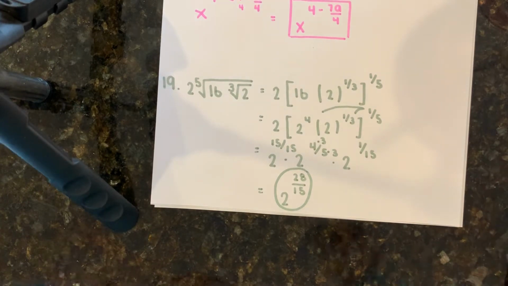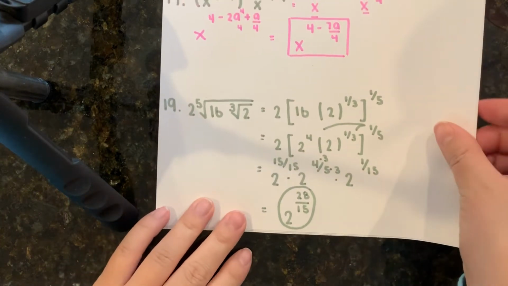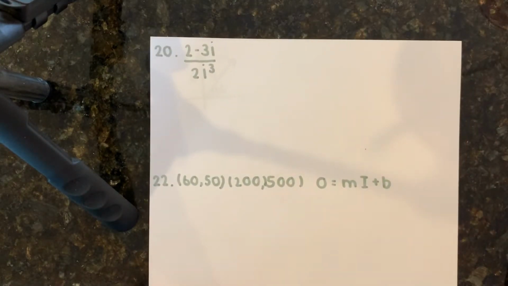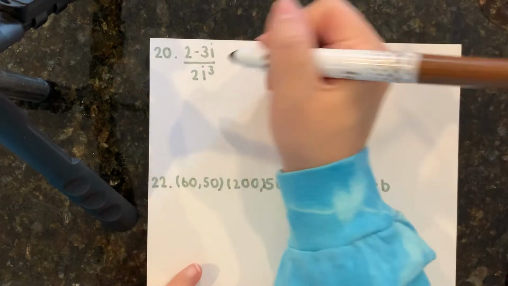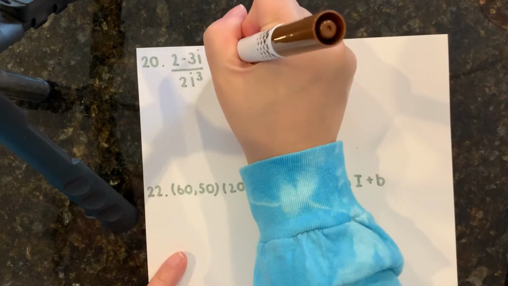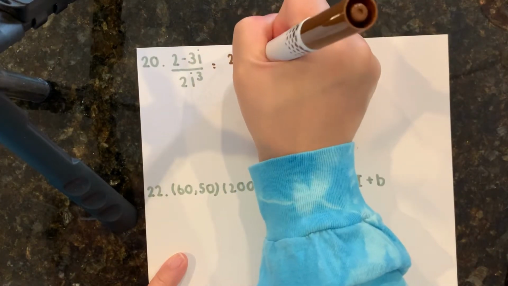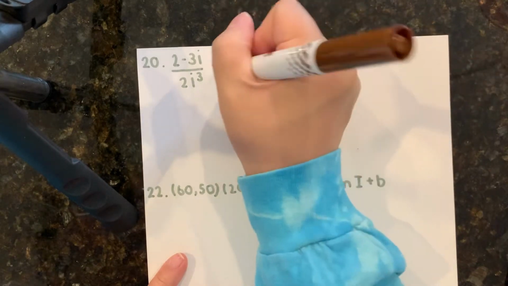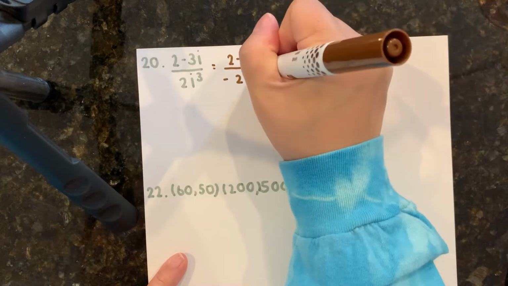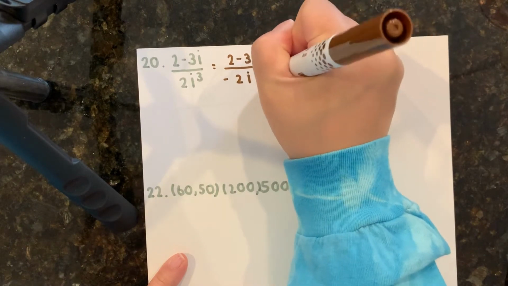And that would be your result for number 19. Now moving on to number 20. So the first thing that I'm going to do is change this i to the third, and that's equal to -i. So I have (2 minus 3i) over -2i. I'm going to multiply top and bottom by i.